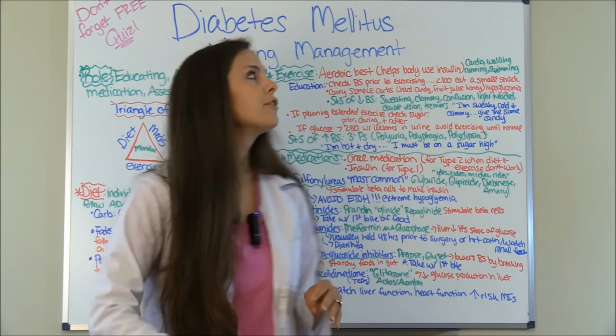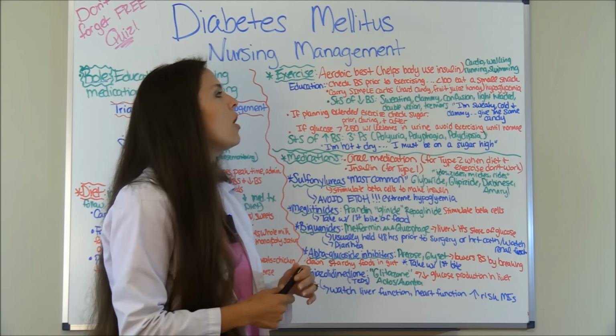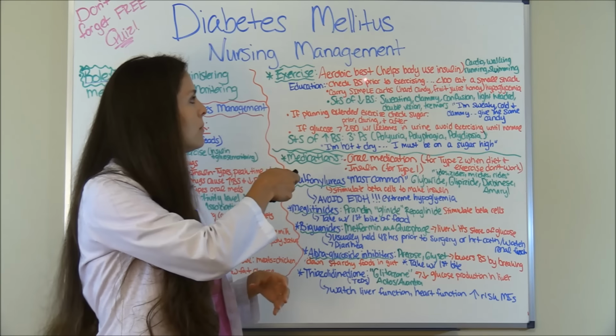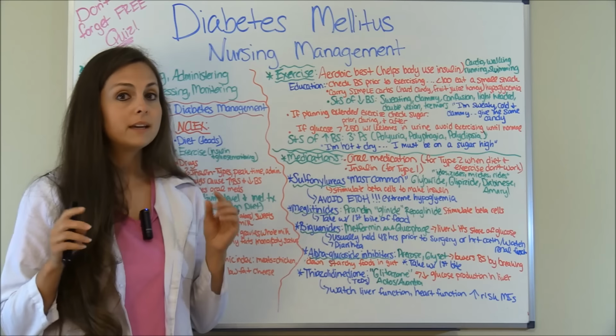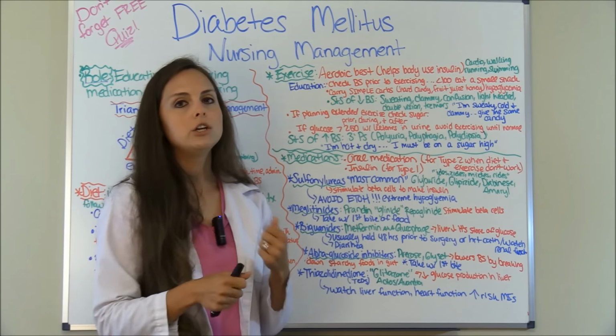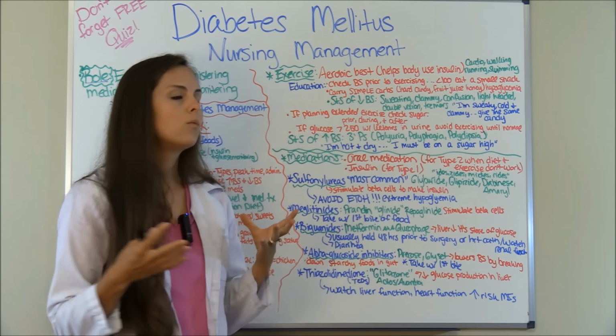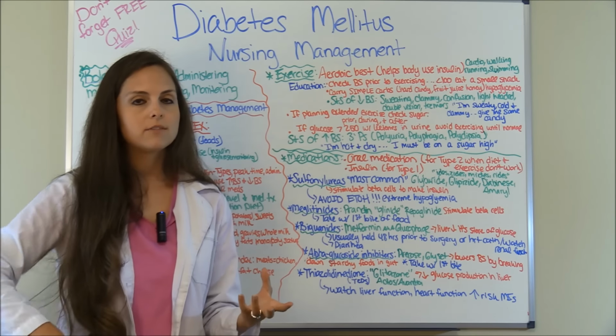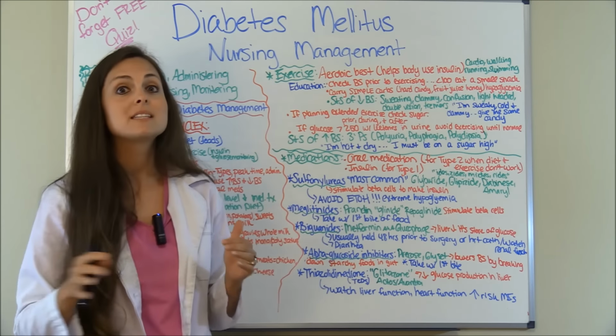Now let's go over the exercise part. The best type of exercise for a diabetic to do is aerobic exercise because this helps the body use insulin. So what type of exercise is best? Great test questions come from this. They'll give you an exercise regimen and ask which one's the best for the diabetic.